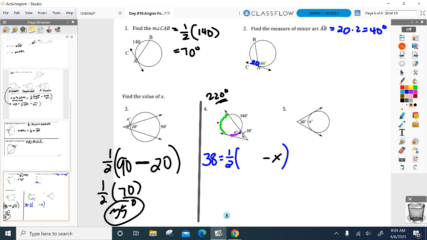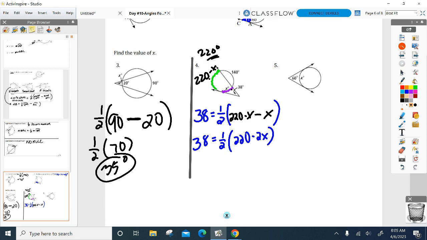Want to take a shot, Iris? Darn right it is. Great job. 220 minus whatever that arc is, X. And that becomes my major arc now: 220 minus X, minus the minor one, which is also X. All good there? Let's clean this up. 38 equals 1/2 times 220 minus 2X.